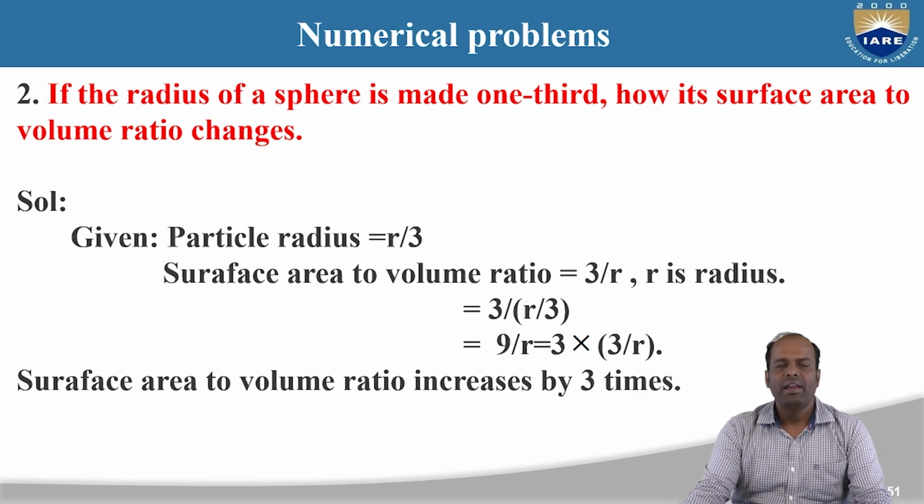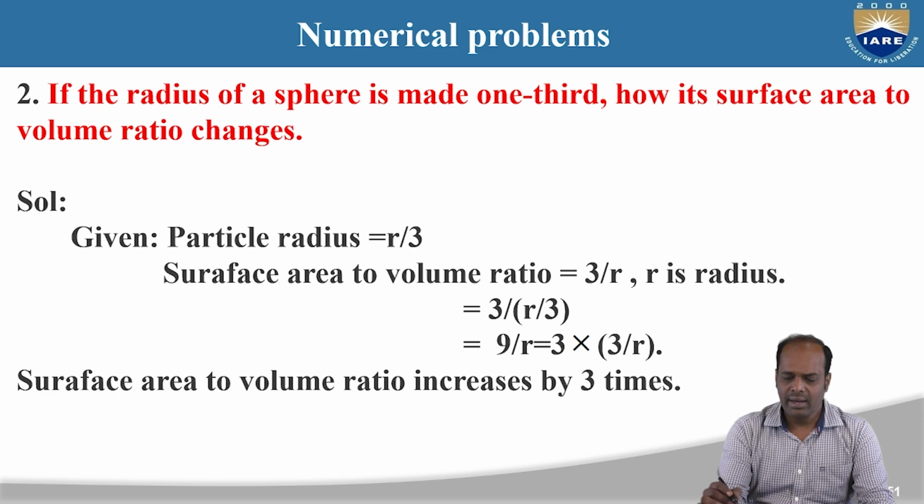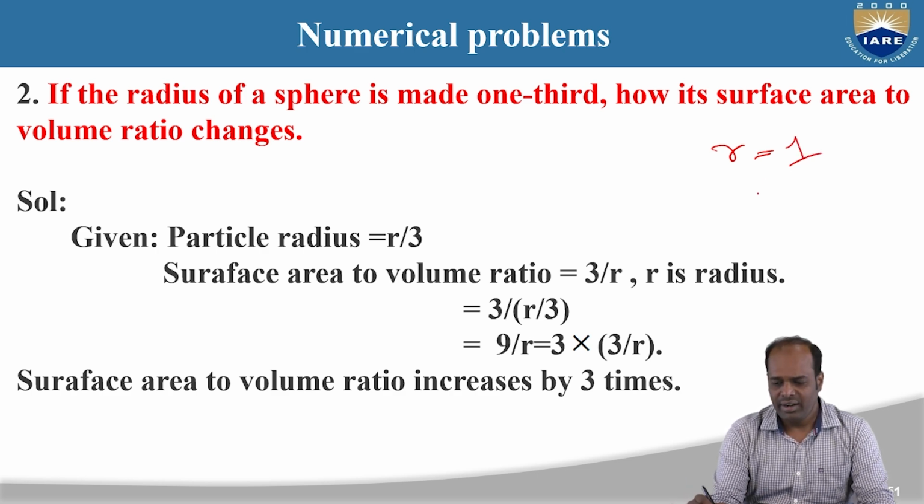Next problem. If the radius of a sphere is made 1/3, means they are giving the radius as one-third. How much is the radius? Just assume the radius is equal to 1. But what are they telling now? The radius is 1/3, means R by 3. How does its surface area to volume ratio change?